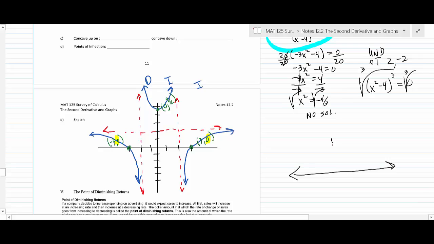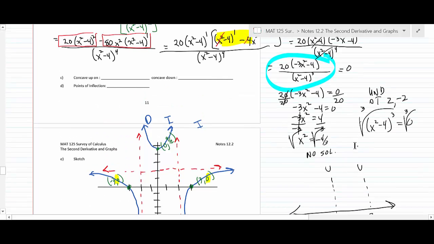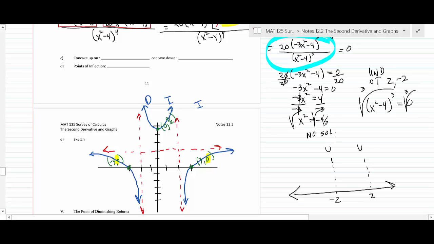Okay, so what you would have is you would have negative 2. You're undefined there. And then you're undefined at 2. Okay, then you could do test points on this again. And what would happen on this, without going through too much of the details, you could use negative 3, 0, and 3. Now you would plug into the second derivative up here.